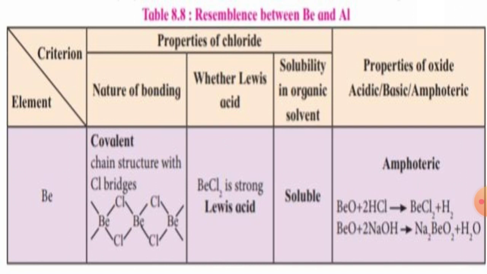Okay, beryllium chloride is a strong Lewis acid. You know what is Lewis acid? You have studied it in your 10th standard. So beryllium chloride is a strong acid and it is soluble in organic solvent. Okay, when we are adding beryllium chloride in organic solvent, it is soluble. What is the property of its oxide? Its property is amphoteric in nature. It is neither acidic nor basic, it is amphoteric in nature.